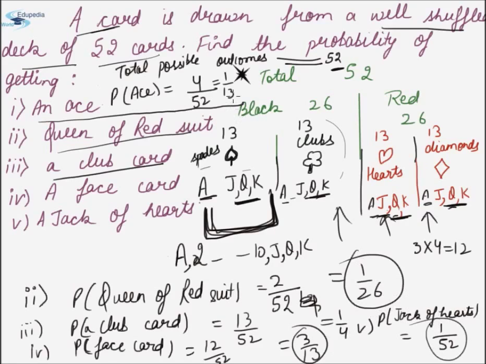So all in all we have the first probability as 1 by 13, probability for the second case, that is Queen of Red suit, as 1 by 26. For the third case 1 by 4 is the probability. For the fourth case the probability is 3 by 13, and for the fifth case the probability is 1 over 52.